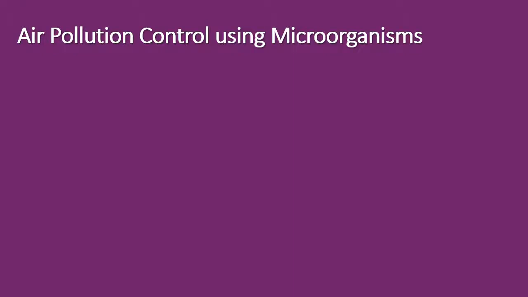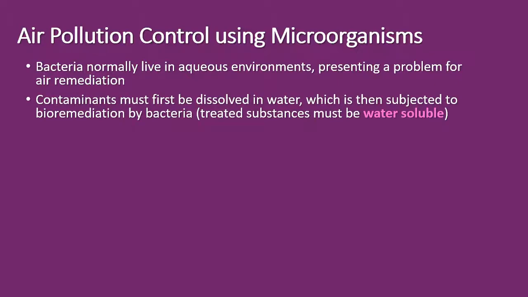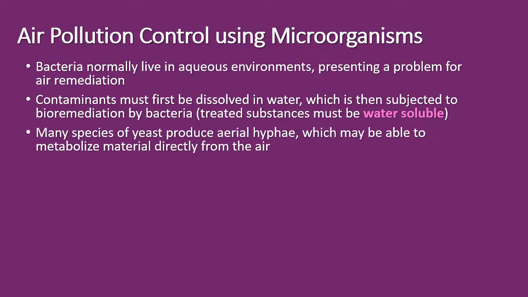Okay, so now we're going to talk about some ways to control air pollution using microorganisms. So when we're talking about the air, one of the issues with using bacteria is the fact that bacteria usually live in aqueous environments. So we can't just directly treat air with bacteria. We first have to dissolve the contaminants in the air in water and then subject that water to bioremediation by bacteria. So in order for this to work, the contaminants have to be water soluble.